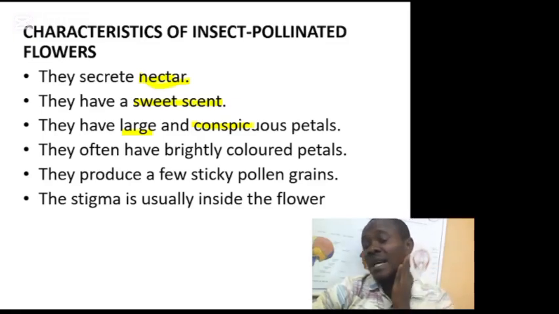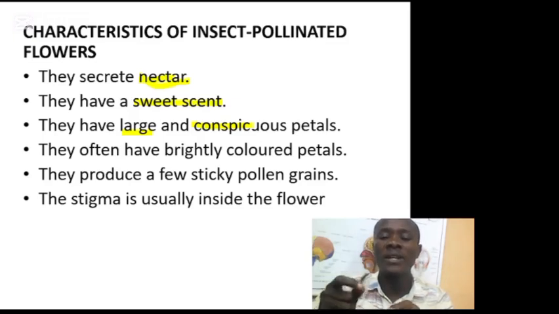And they often have brightly colored petals. The petals they have can be blue, can be red, can be pink, or it can even be white in color. In the case of wind pollinated flowers, they do not have brightly colored petals, but they have dull colored petals. And insect pollinated flowers, they also produce few but sticky pollen grains. In the wind pollinated flowers, they produce many and smooth pollen grains.